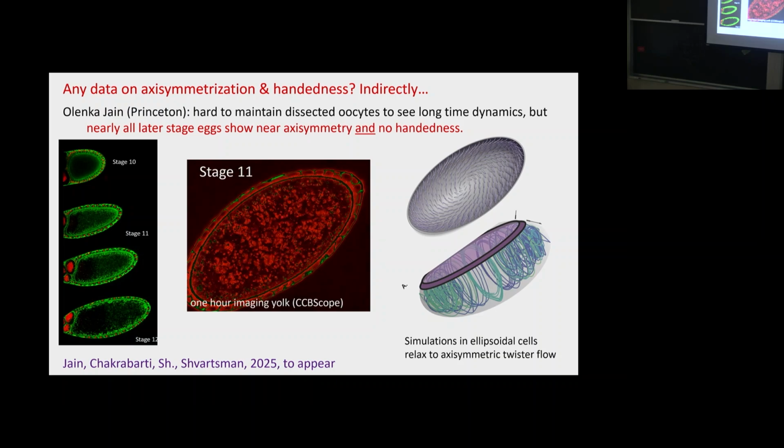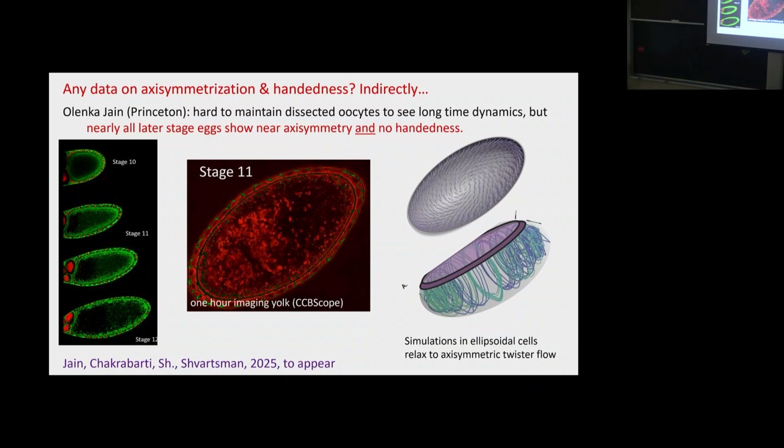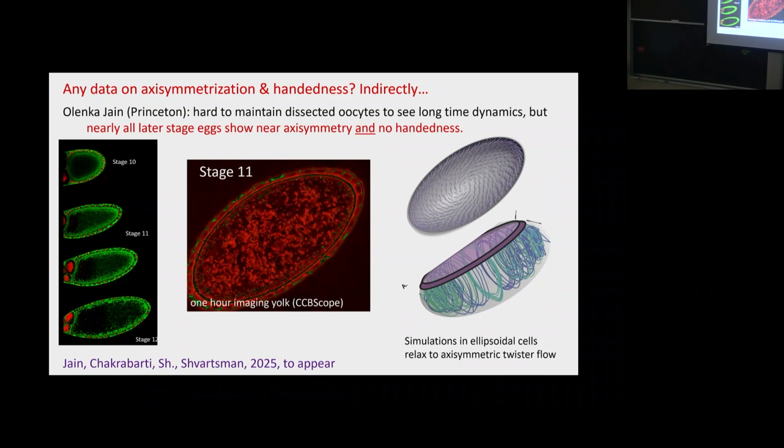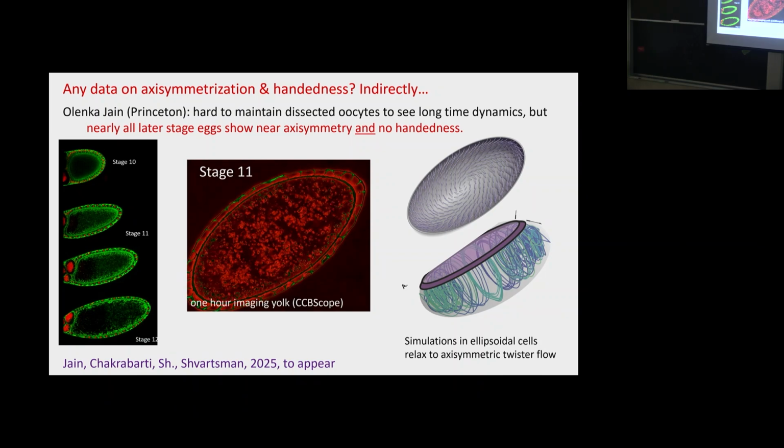He's now at ICTS. What we have done is look at later egg cells, take them out later, and then examine them. And what you find is that of the 23, I think between stage 10 and 12, that Olenka excised and looked at their flows, 22 out of 23 are axisymmetric flows. So that seems to be the stable configuration.